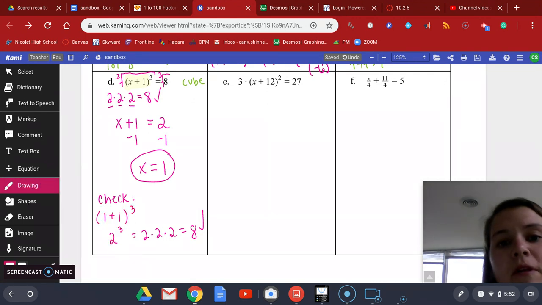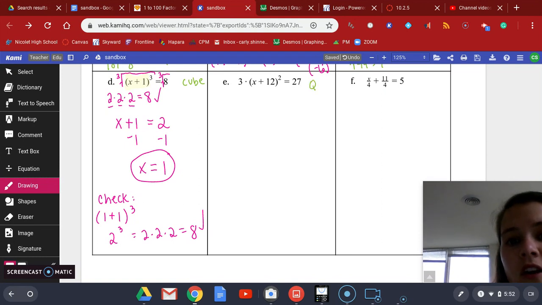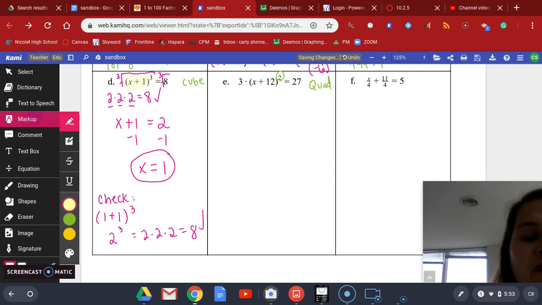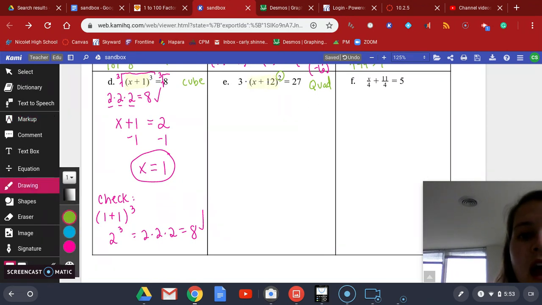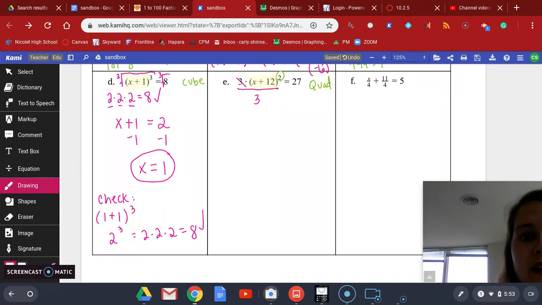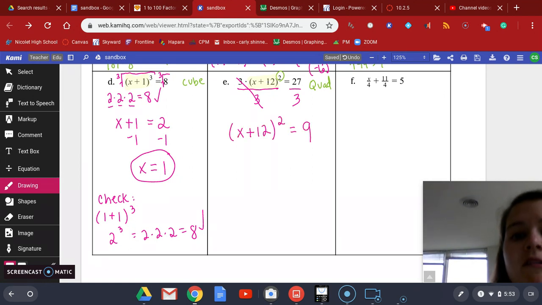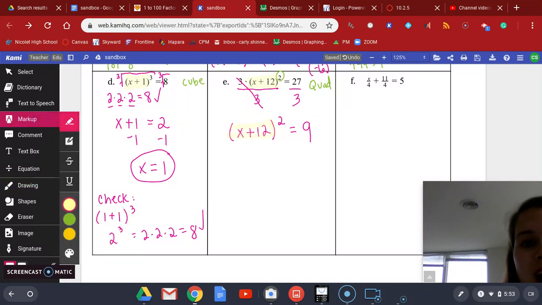This next problem, letter E, this is another quadratic, right? You see that squared up there? So I'm first going to highlight my chunk. I'm going to highlight what's in parentheses there, and I'm going to isolate it. So I'm going to get rid of that multiplying by 3. I like to isolate my chunk, divide both sides by 3, and I get x plus 12 squared equals 9. Lots of different strategies you can use here, but I like the chunking or the look inside strategy.